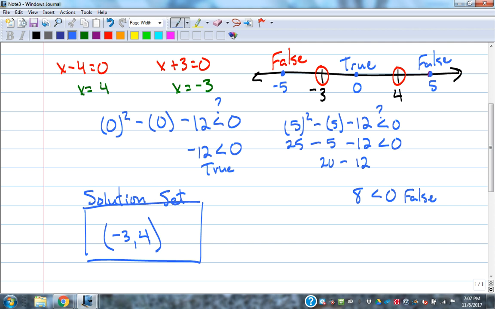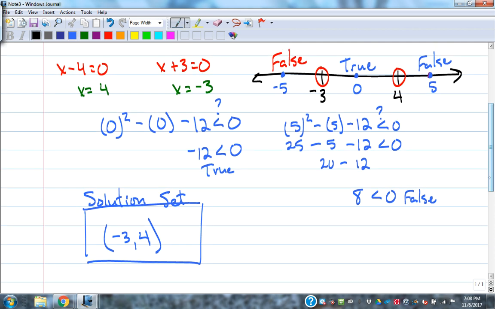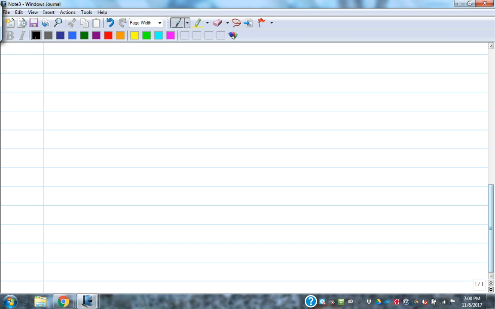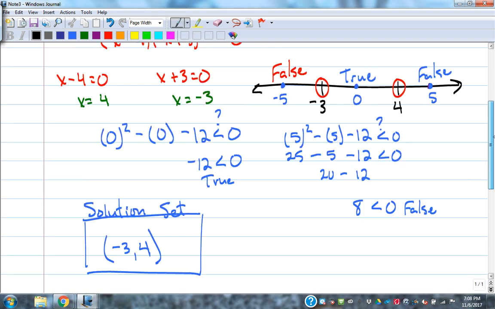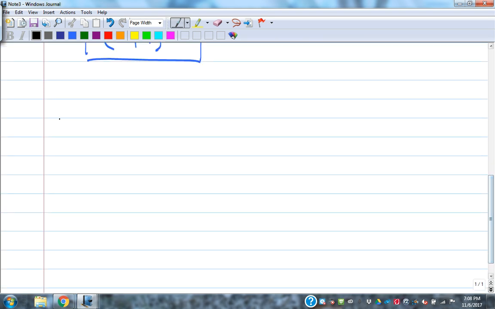All right, let's do another. It is possible, guys, to have more than one area that's true or false. It won't always just be one area. It's possible to have more than one. So let me make another one up that does that. 2x squared plus 5x, and let's do greater than or equal to 12.